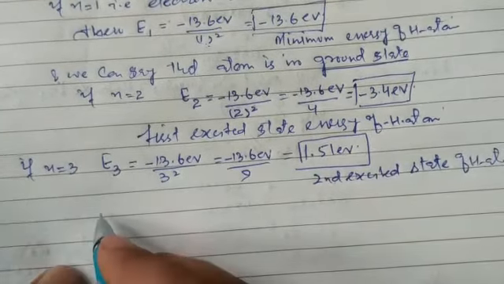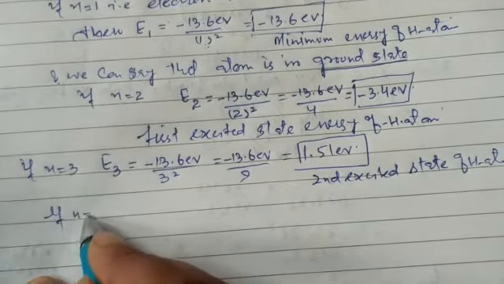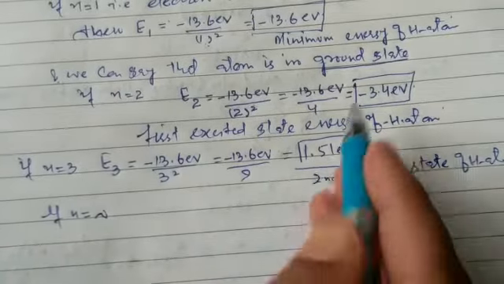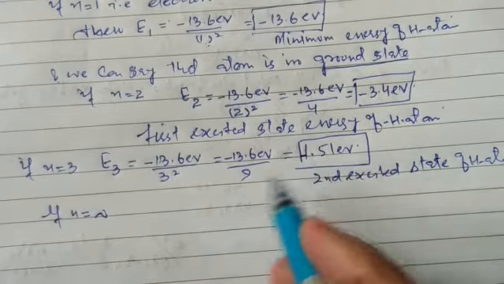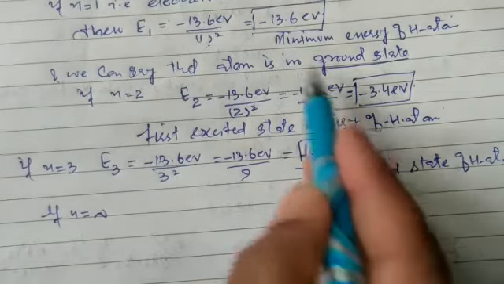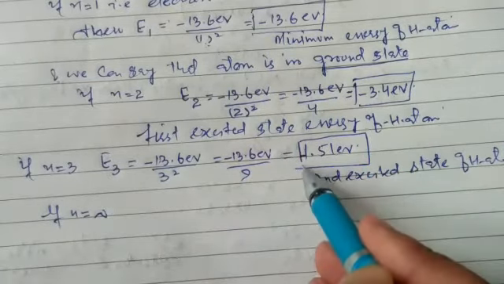If we proceed like this, if n equals infinity, but listen here, it is minus 1 point. Now listen, now the energy becomes less negative. First it was minus 13 point, then it was minus 3.4, now it is minus 1 point.